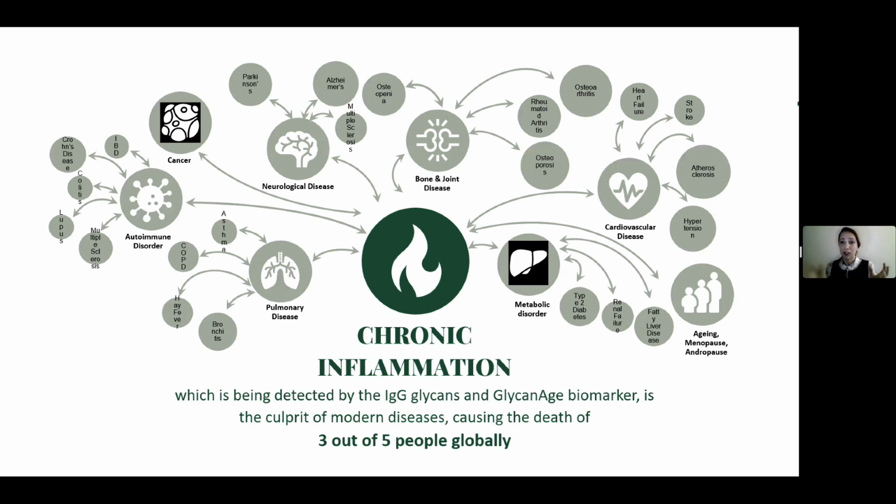Well, what this basically means is that the glycans are showing us the chronic inflammation within one person's body. And we know that chronic inflammation is the culprit of modern diseases. It's basically present in all the chronic diseases: metabolic, pulmonary, cardiovascular, cancer, and so on. They're all connected with chronic inflammation.